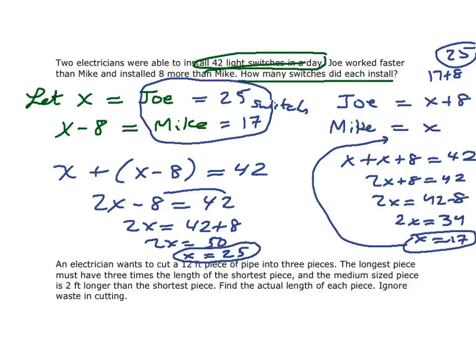The last question we'll do on the next page, but let's read it together here. An electrician wants to cut a 12-foot piece of pipe into 3 pieces. The longest piece is 3 times the length of the shortest piece, and so on. I'm going to just draw a piece of pipe. We know that piece of pipe, which is 12 feet long, has a long piece, a short piece, and a medium piece, just for visual. And you'll notice when it reads the question, it says that the longest is 3 times the length of the shortest, and the medium piece is 2 feet longer than the shortest. The word shortest comes up quite a bit.